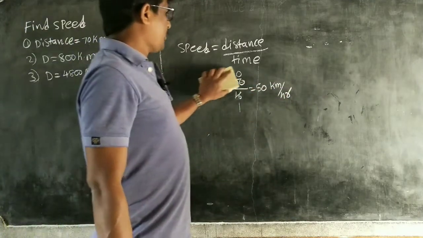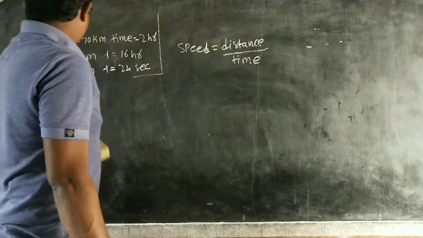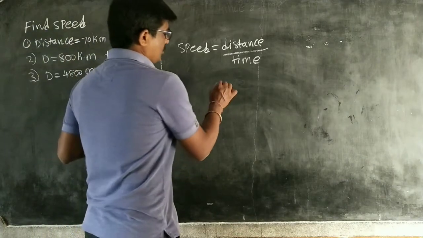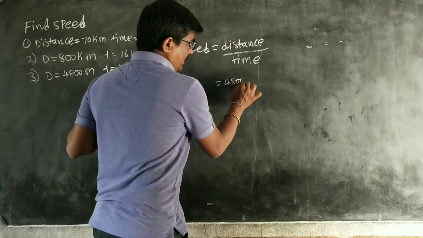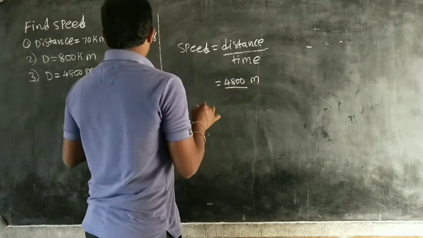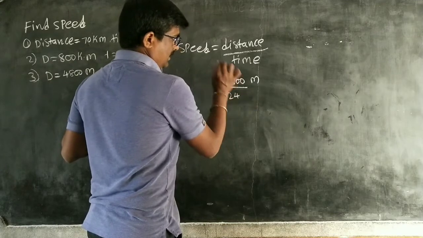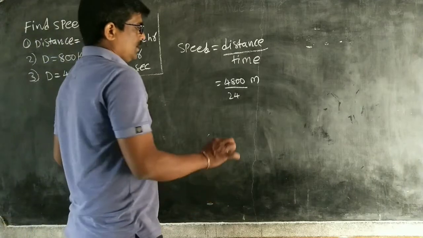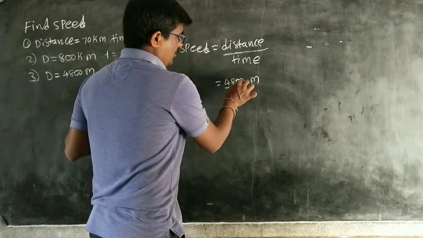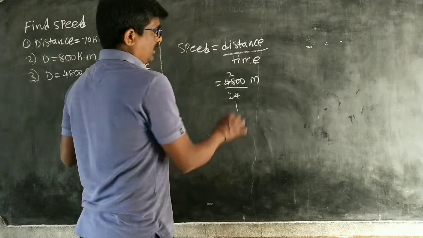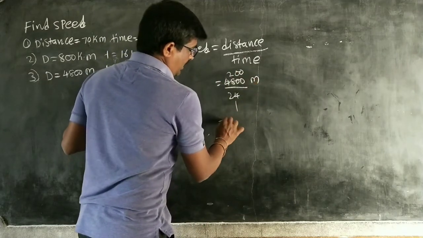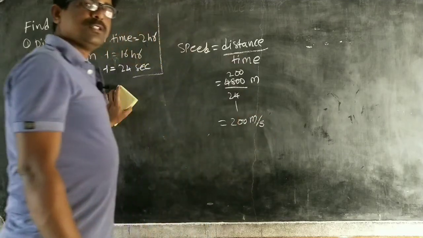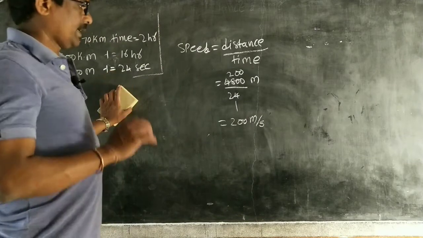Okay? Next, another problem is given. Observe here. So, 4,800 meters and 24 seconds. 24 1 is 24, 24 2 is 48. That is equal to 200. The speed is equal to 200 meters per second.